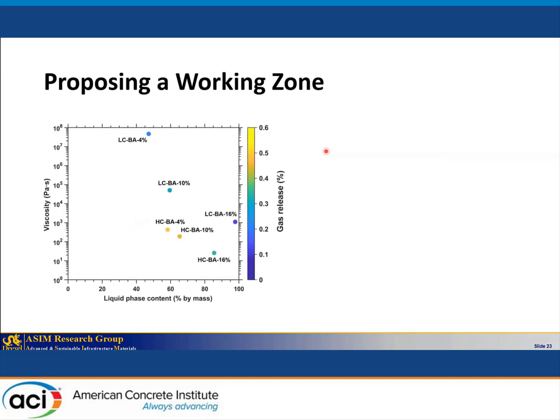Putting these three together, we were able to have a graph over here. On the x-axis, we have the liquid phase content. On the y-axis, we have the viscosity of the material, and each of those points shows one of our aggregates. And the color shows the gas release potential for the lightweight aggregate.